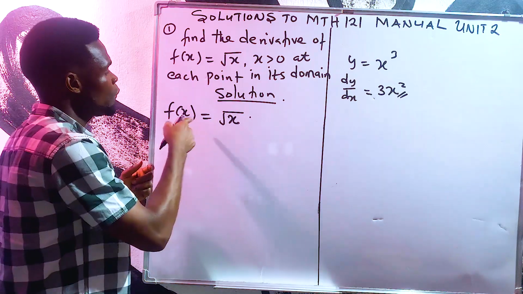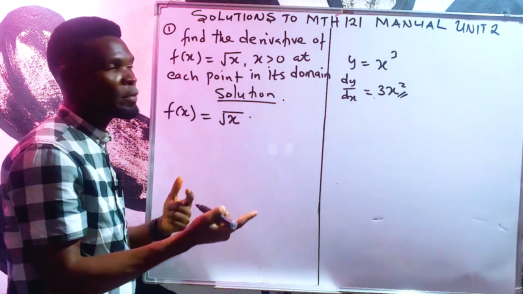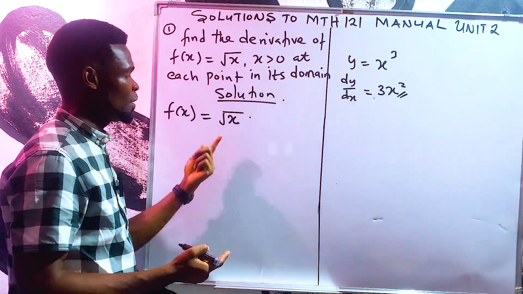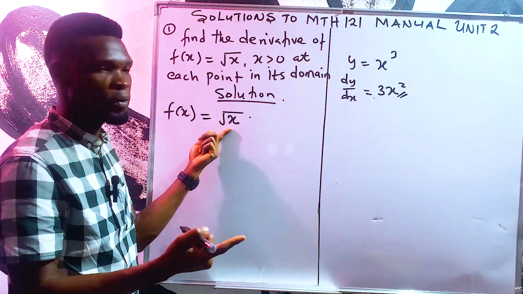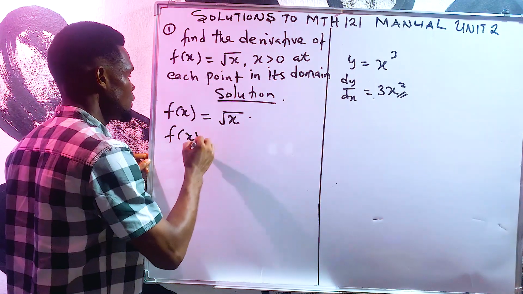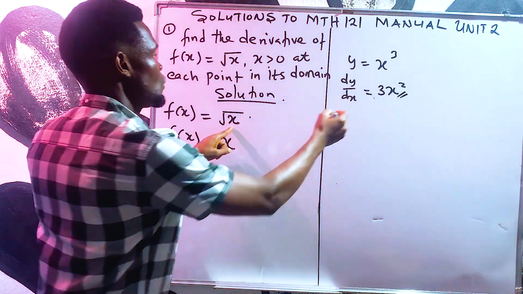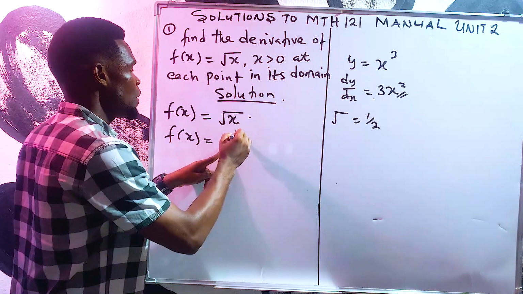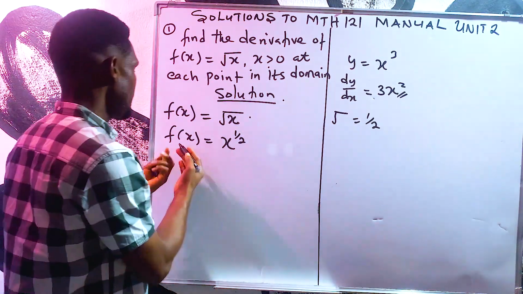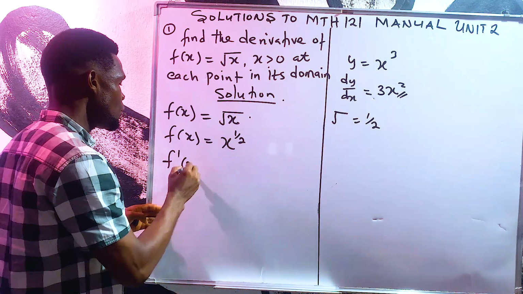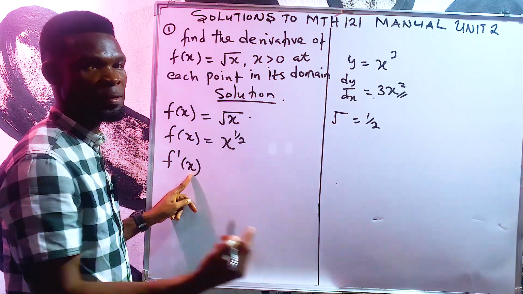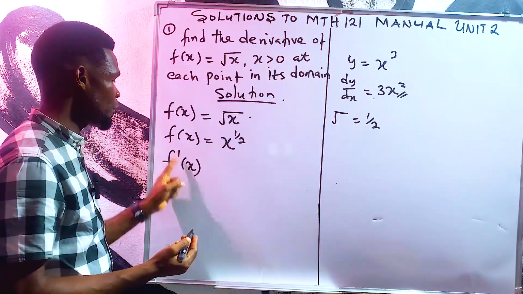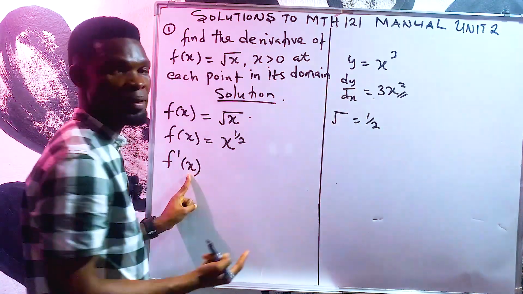Now remember that the function you are differentiating must be in power form. So the first thing I will do is to rewrite this function in power form as f of x equals x raised to the power, and the square root sign in mathematics is 1 over 2. So this means x raised to the power 1 over 2. To differentiate this, you now say f prime of x, which is the same thing as dy dx. Since it is given in terms of f of x, that's why I'm using f prime of x, which is the same thing as dy dx.